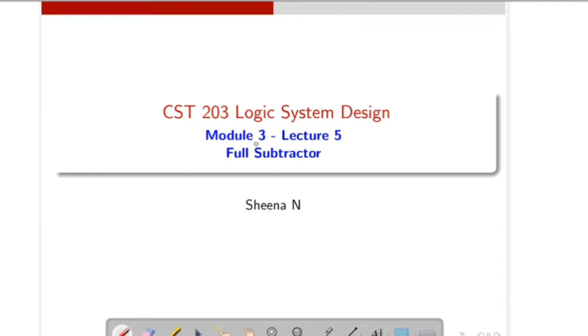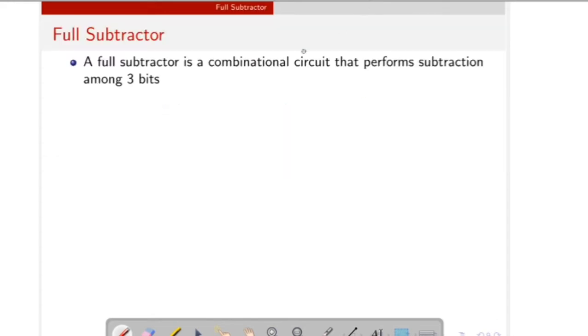Hi students, in this video we will study how to design and implement full subtractor. Full subtractor is a combinational circuit that performs subtraction among 3 bits. That means, for example, suppose we have two numbers 1011 and 0110. Subtract 0110 from 1011.